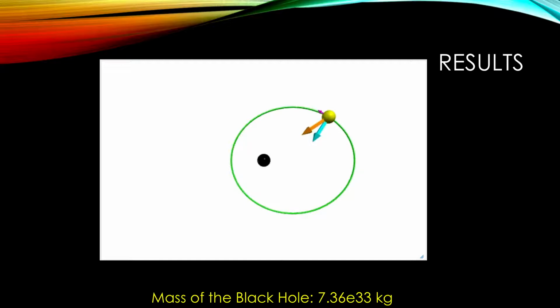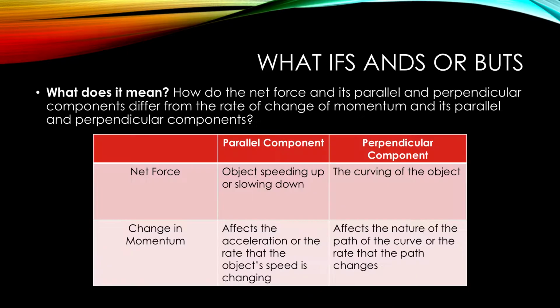If we want to go into more of the qualitative, the concepts of this lab. So, what does it mean? How do the net force and its parallel and perpendicular components differ from the rate of change in momentum and its parallel and perpendicular components? Okay, so going to net force first. When the object is speeding up or slowing down, these changes really have to do with the parallel component, and if an object is curving or changing direction, that has to do with the perpendicular component.